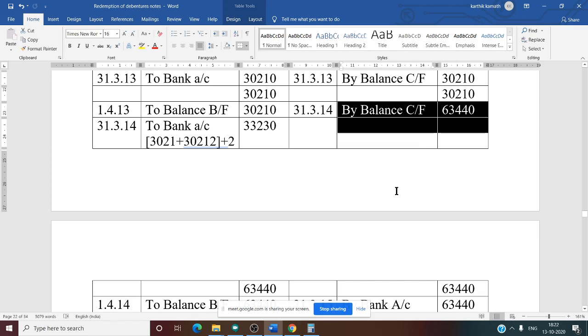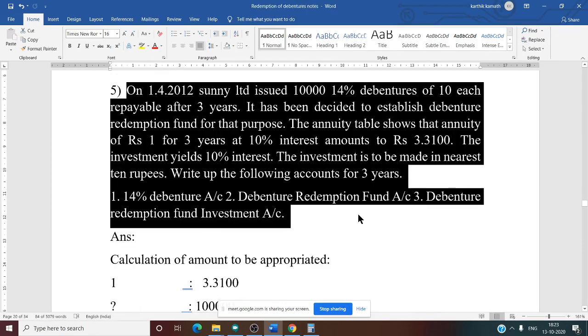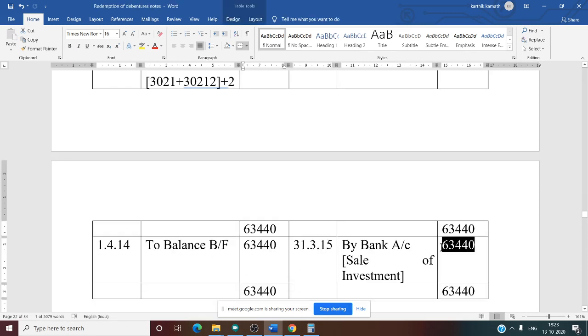Whether the sale information is given in the question or not, there is no information about sale. But it is assumed that at the end of the period, the company is going to pay the amount to the debenture holder. That is why the investments are sold at the actual amount, at par value, by bank account. That is bank account debit to investment account.